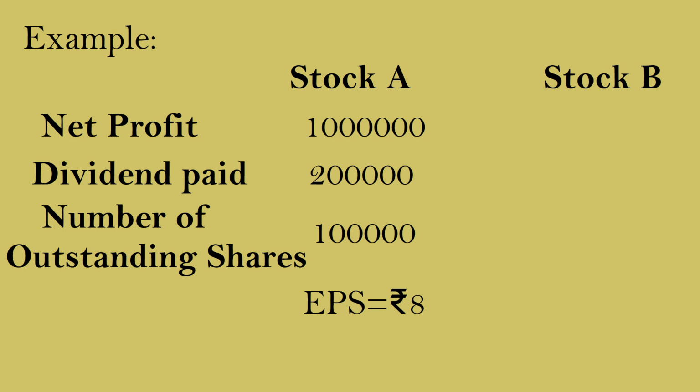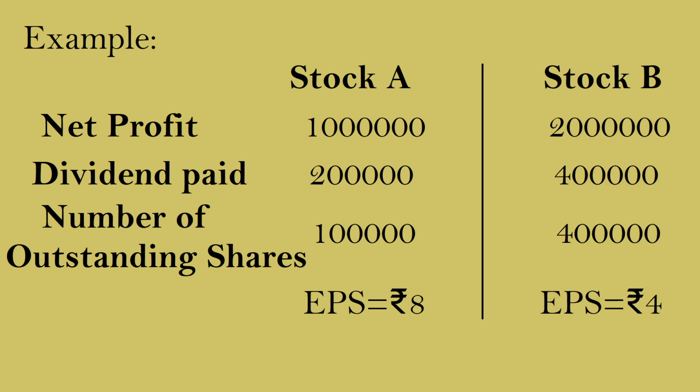Stock A and stock B are in the same sector and you are going to invest in one company, but you get confused. Stock A's profit is 10 lakh and it paid dividend of 2 lakh and the total number of outstanding shares is 1 lakh. Then earnings per share is 8 rupees. On the other hand, stock B's profit is 20 lakh and it paid dividend of 4 lakh and the total number of outstanding shares is 4 lakh. Then earnings per share is 4 rupees.